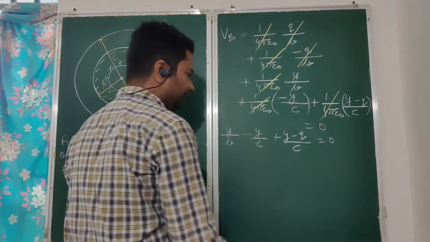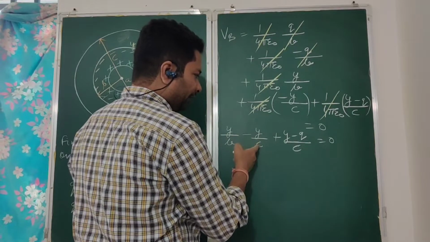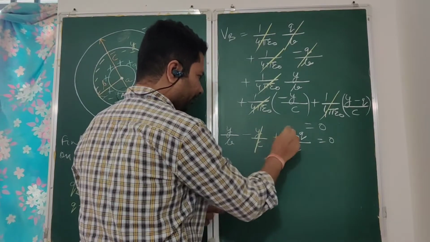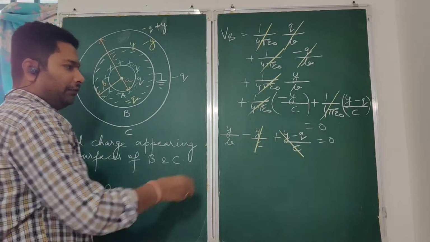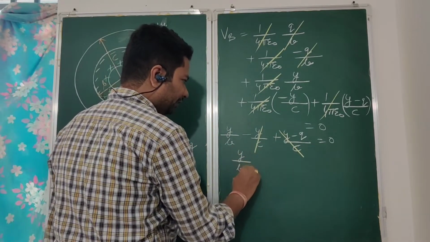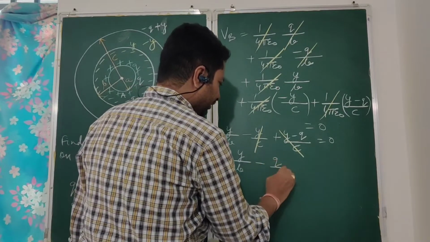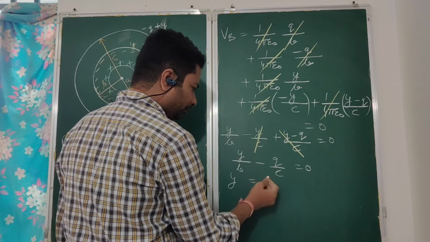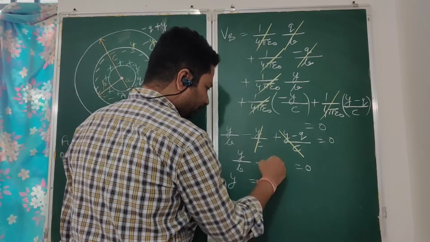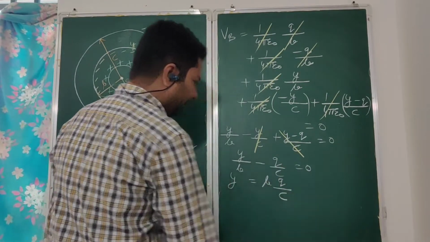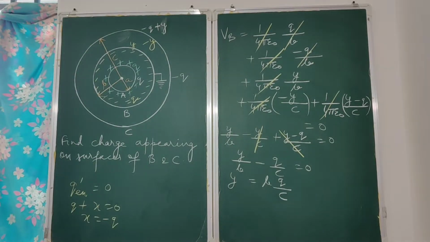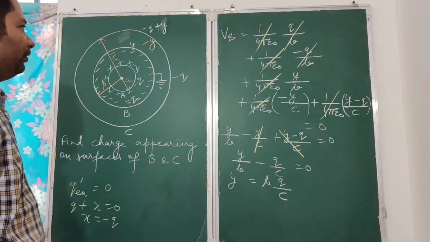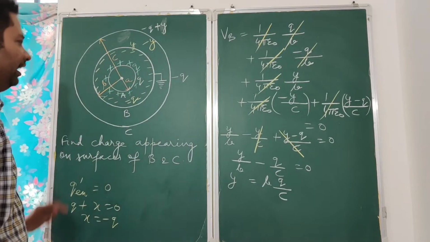So now from here, minus y by C plus y by C, this will get cancelled. And what you are left with? y by B minus Q by C is equal to 0. So what is y? That becomes equal to B into Q by C. So once we know this value, you know the charge distribution now.